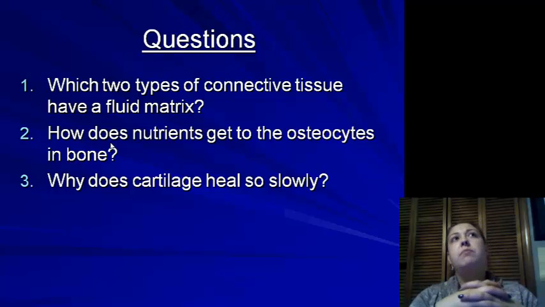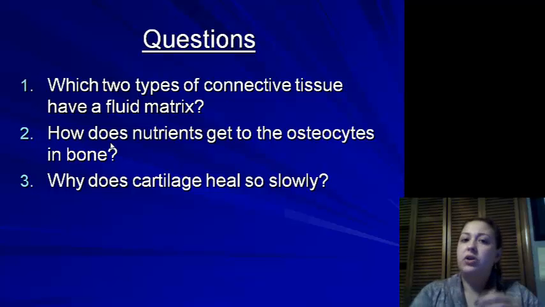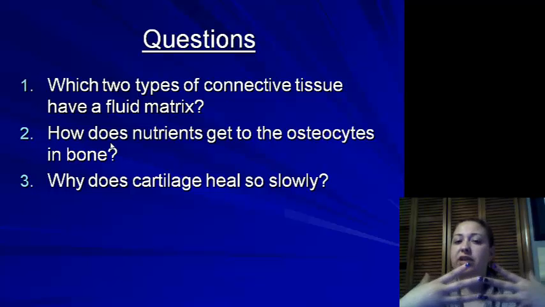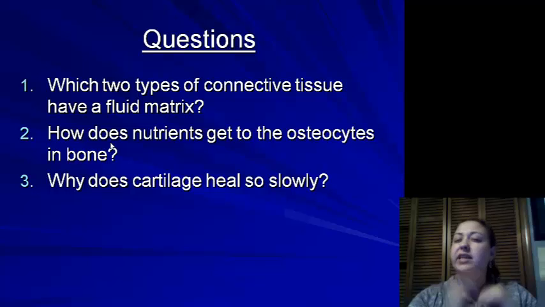How do nutrients get to the osteocytes in the bone? Well, we know bone creates a target-like pattern, and in the very center we have that haversian canal. And we have those little bitty intracellular connections called the canaliculi that bring the nutrients from that canal to the osteocytes.